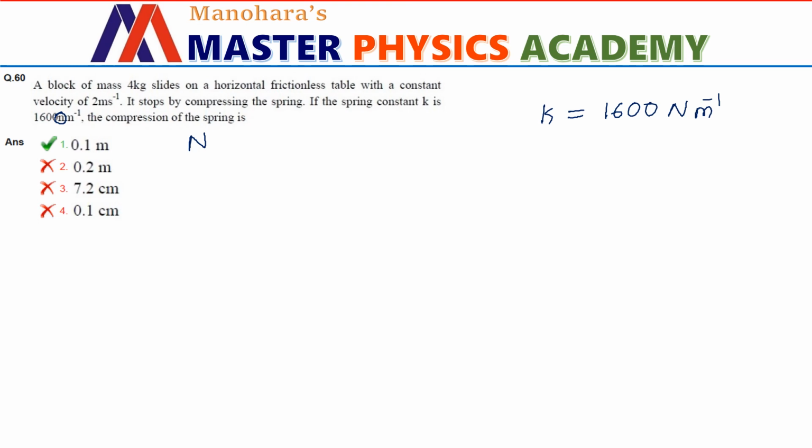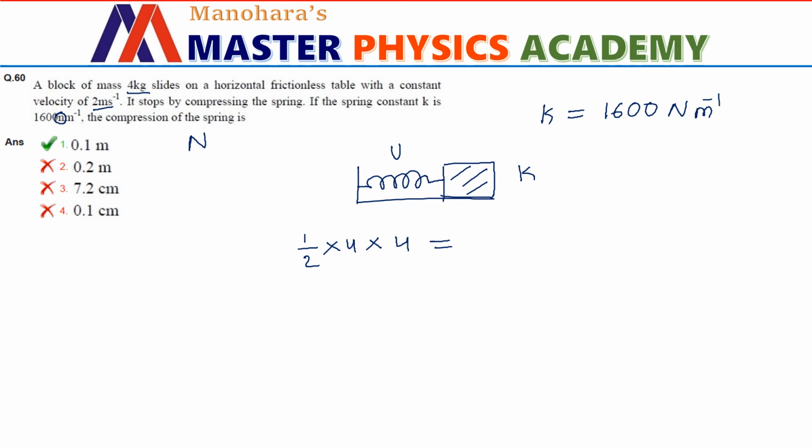Here the law of conservation of energy should be applied. When the maximum compression of the spring happens, at that time the block will be at rest. That means its complete kinetic energy will be converted into the potential energy of the spring. So what is the kinetic energy of the block? Half into mass, which is 4 kg. It is sliding with a constant velocity of 2 meter per second. Squaring that, we get 4. So this is the kinetic energy of the block, which must be equal to the potential energy of the spring when the spring is compressed fully.